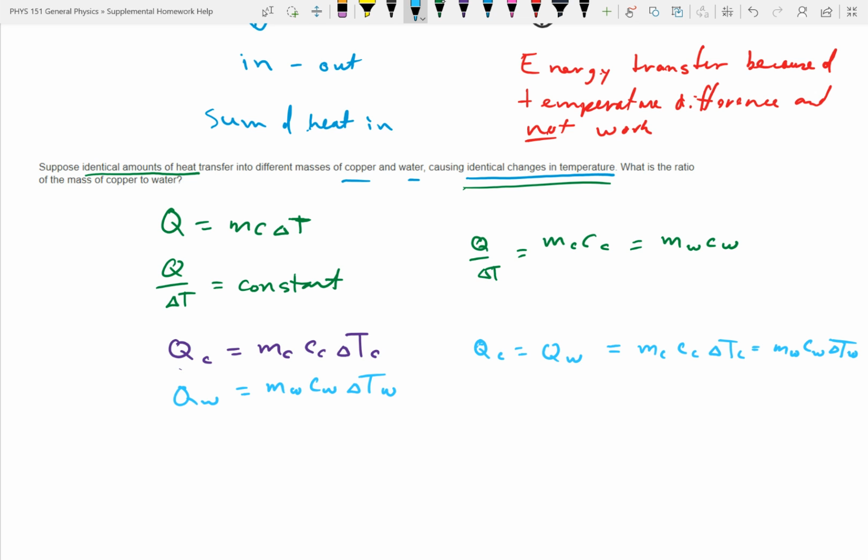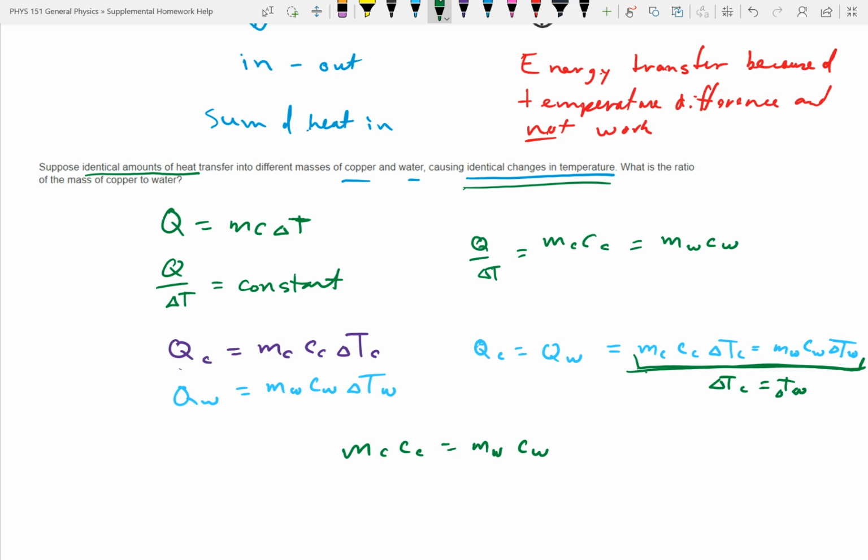And then, so now I'm going to work with this equation right here. And then I take my next one that we have identical changes in temperature. So I'm going to divide everything here by delta TC, which is equal to delta TW. And so this equation becomes MC CC equals MW CW. That makes more sense?